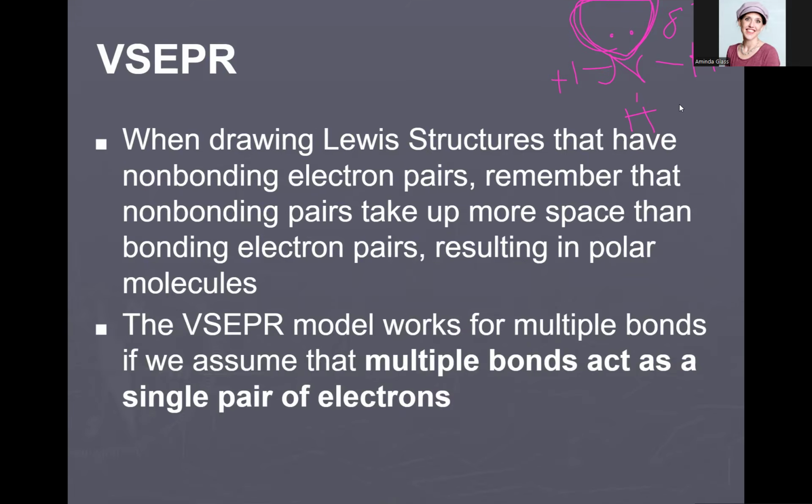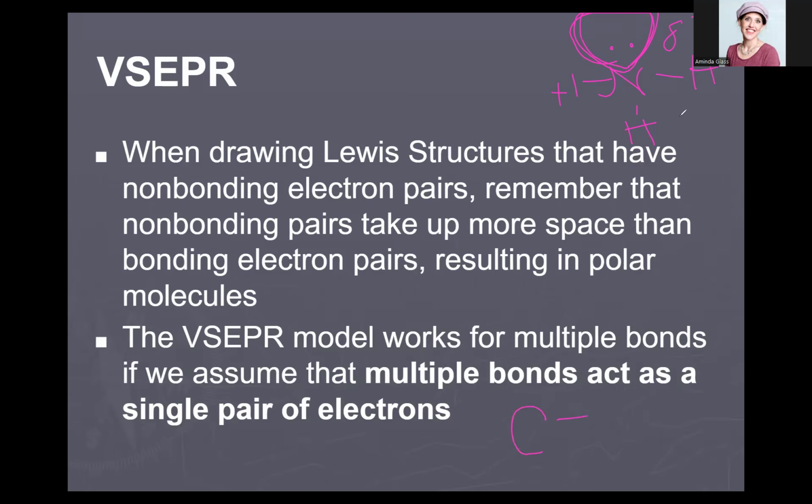And the VSEPR model works for multiple bonds if we assume that a multiple bond acts as a single pair of electrons. So we could have carbon monoxide here. If we just assume that this acts as a single bond, even though it's a triple bond, it acts as one single bond, so this would still have a linear shape.